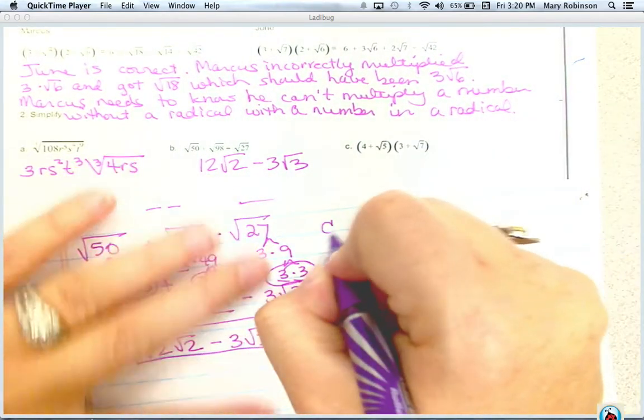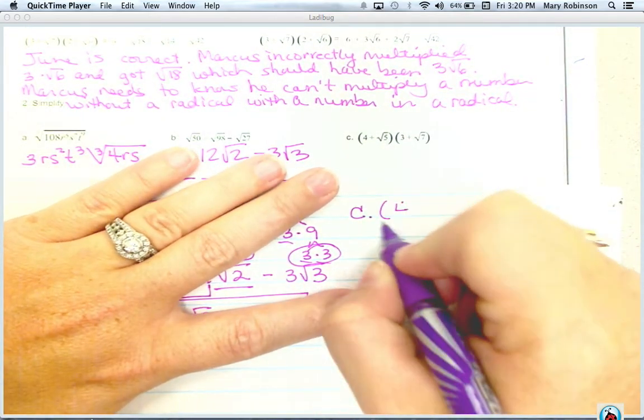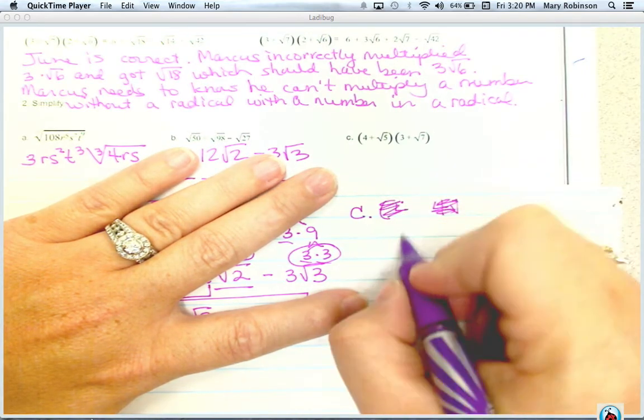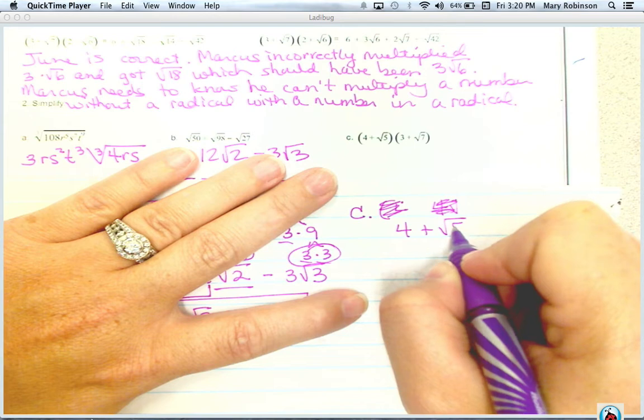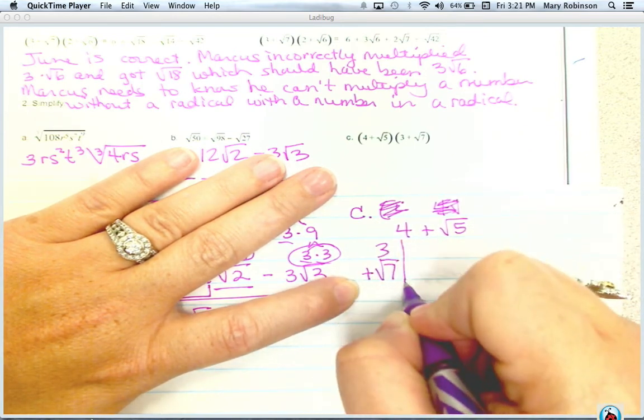Next for C, this will be similar to, now I didn't do box method for problem 1, so I'll do box method for this problem. Maybe it'll help you.